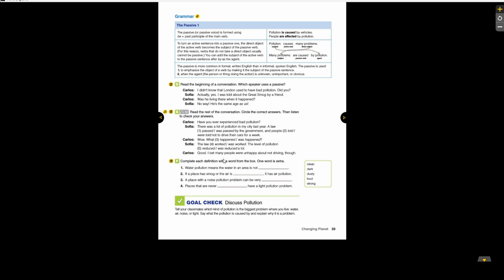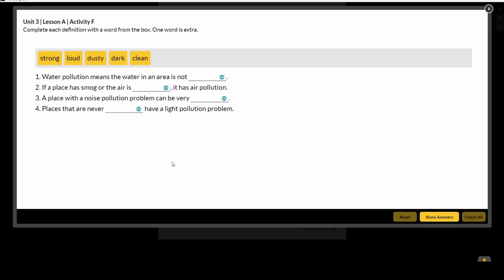All right, for the last part, this is more definition. I will open the activity. All right, basically, complete each definition with a word from the box. There is one extra word. So the words that you can choose here are strong, loud, dusty, dark, and clean. All right. Pause the video for as long as you need.